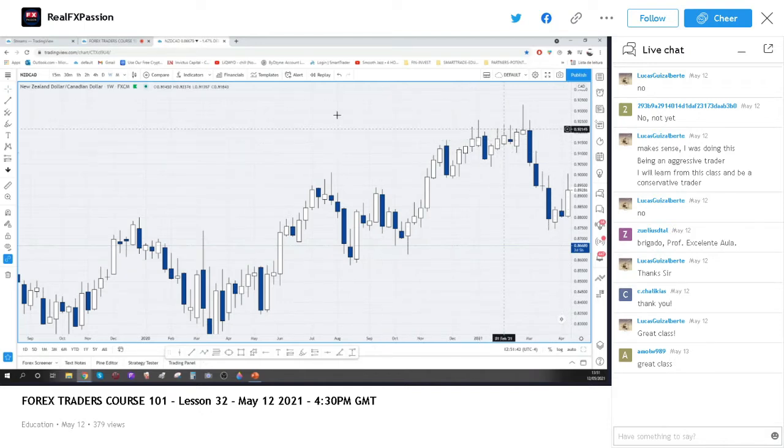Drawing horizontal line. Add alert. Did I click compare? No, right? So we have a bearish candle on the monthly. What about the weekly? Is the weekly candle bearish or bullish, everybody? Is the weekly candle bullish or bearish?